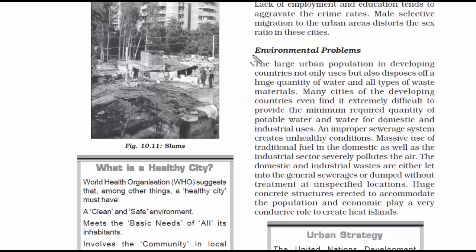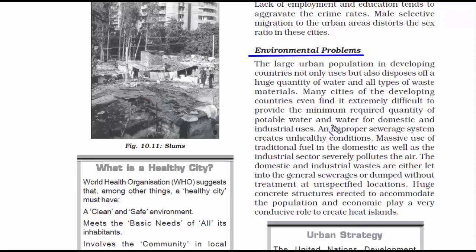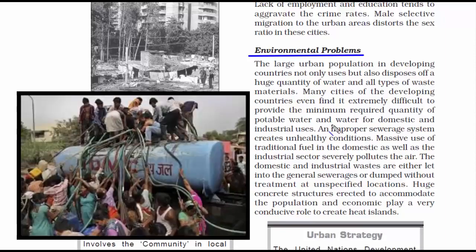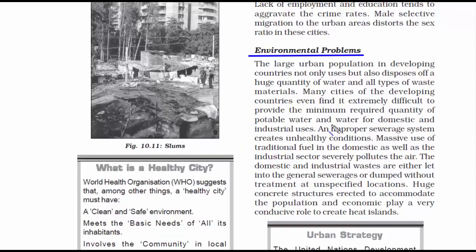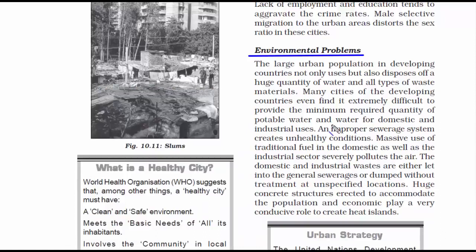The third problem is environmental. Now the large urban population in developing countries not only uses but also disposes of a huge quantity of water and all types of waste materials. Many cities of the developing countries even find it extremely difficult to provide the minimum required quantity of potable water and water for domestic and industrial uses. An improper sewerage system creates unhealthy conditions. Massive use of traditional fuel in the domestic as well as the industrial sector severely pollutes the air. The domestic and industrial wastes are either let into the general sewerage or dumped without treatment at unspecified locations. So these are the environmental problems that exist in today's urban settlement.